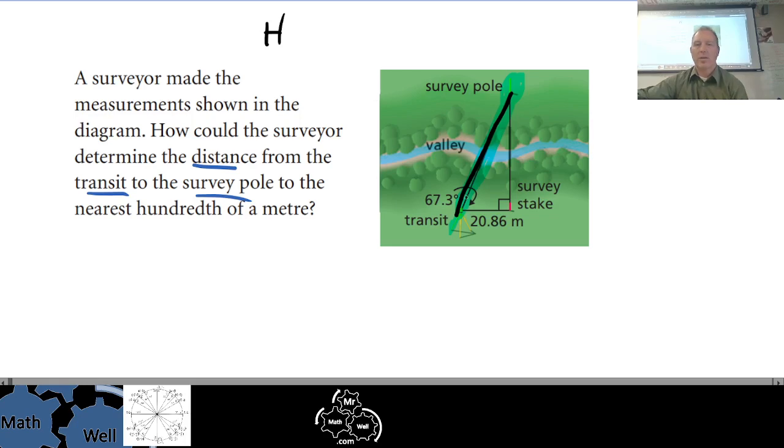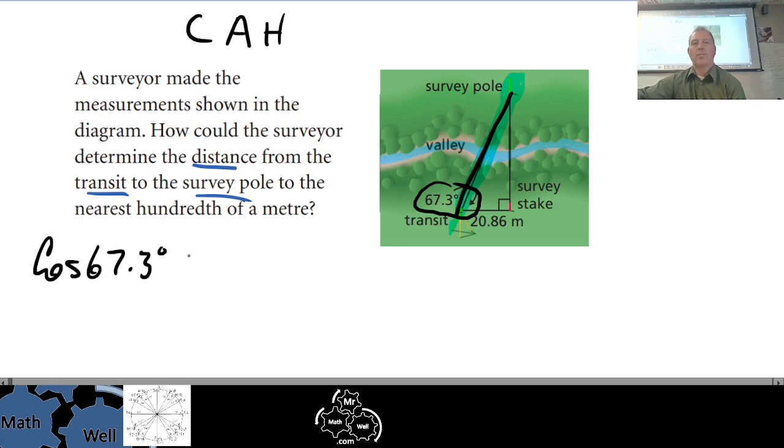What are we given according to the angle that we're given here? Adjacent. Yeah, we're given adjacent. Oh, wow. Cosine again. Look at that. So cos of 67.3 equals adjacent side, 20.86, divided by the hypotenuse. Okay. I'll just make that hype.